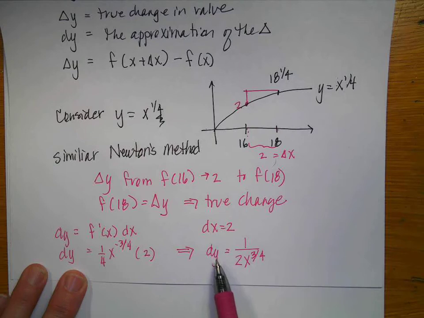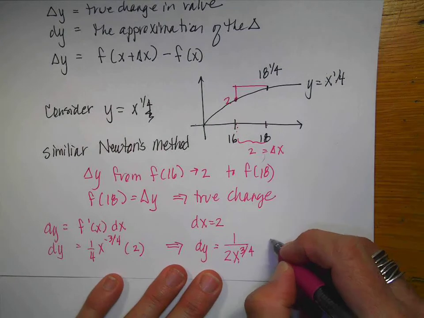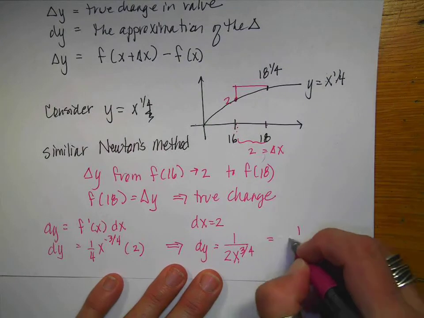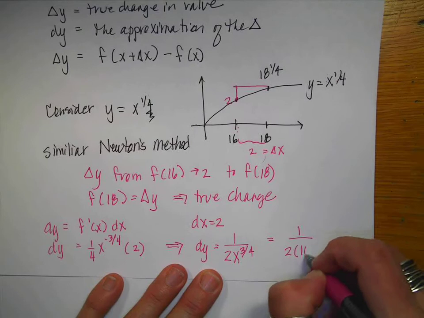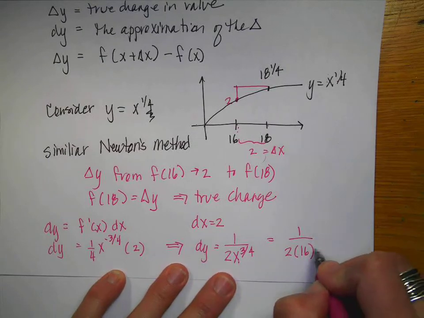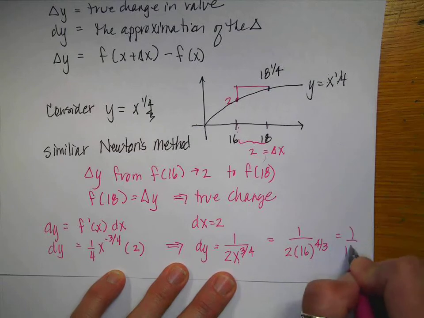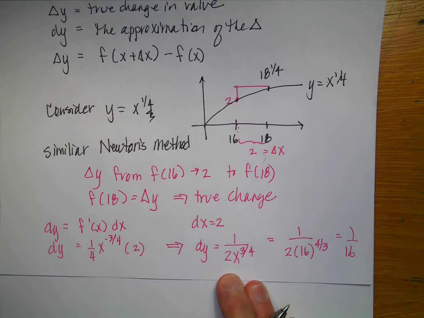Well, then if I substitute in my x value of 16, so this is 1 over 2 times 16, because that's where the dy came from, and I raise that to the 4/3, then I get 1 over 16. Alrighty? Okay, hang on, I gotta turn my page.